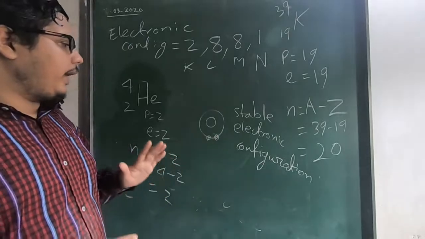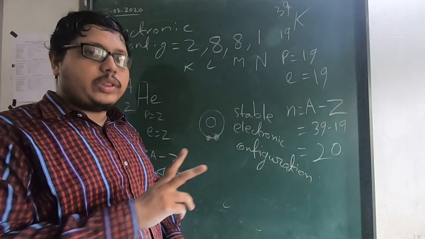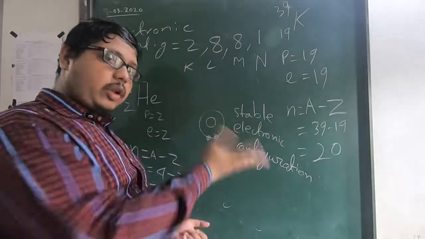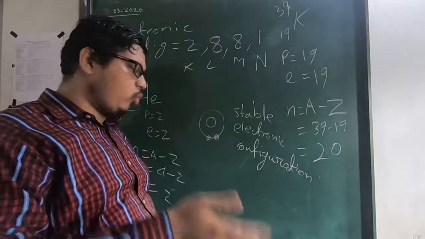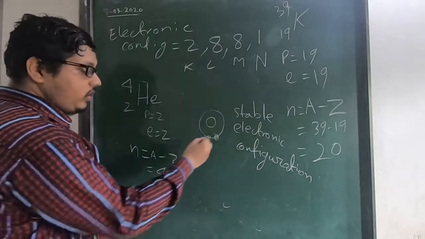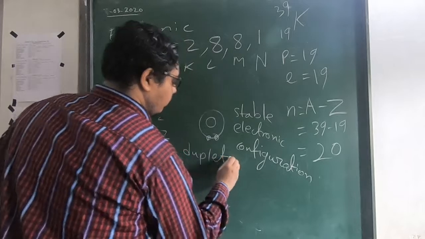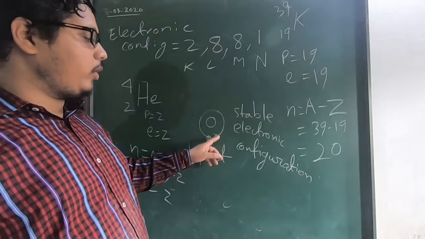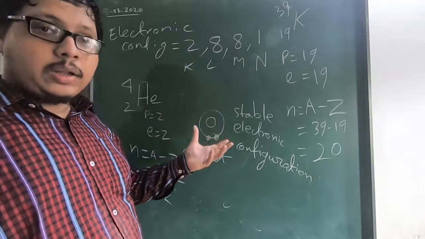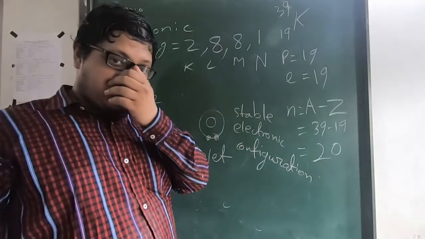And one thing that we need to know is that if it is having 2 in the last shell, which is the maximum capacity for the last shell, which is the first shell also, the K shell, with maximum capacity 2, it is called a stable electronic configuration. This is also known as duplet configuration. Duplet, why? Because there are 2 electrons in the outermost shell, which is also the first shell, completely filled.